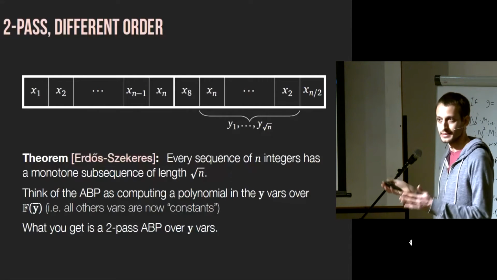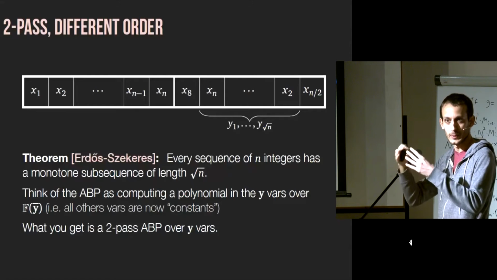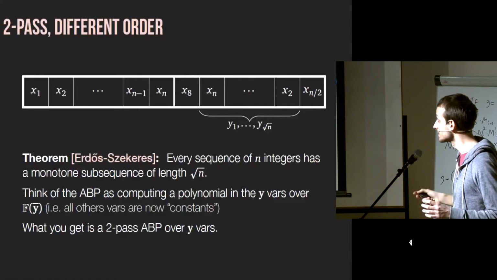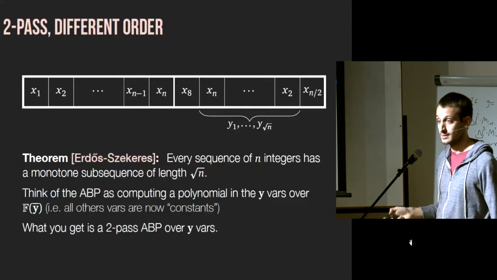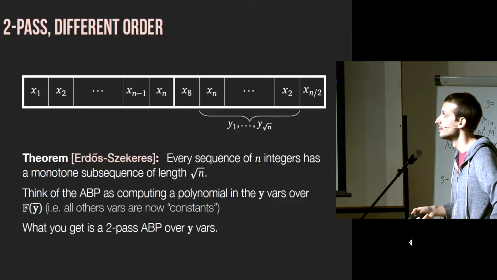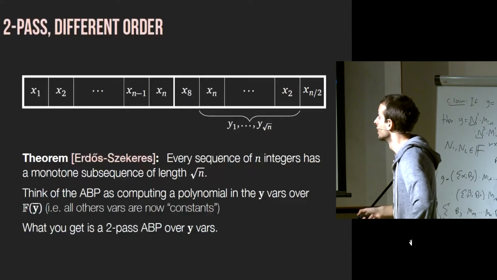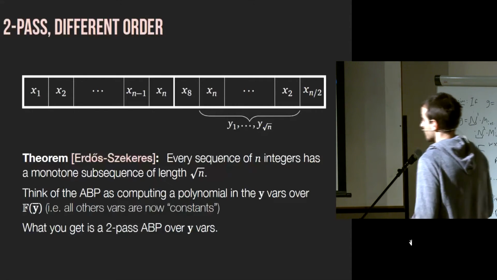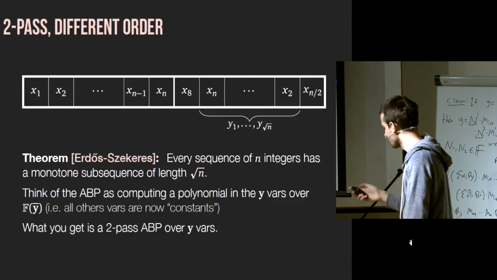Okay. So what have we learned? That inside every 2-pass ABP with a different order lies a smaller ABP over square root n variables that is actually 2-pass in the same order. So y1 through yn are monotonically increasing, right? Let's say this is x1 and then x3 and then x5, which are here. I assume the first read is in the order x1 through xn; I can just assume it by renaming the variables if necessary. So it's the same order in the first pass and the same order in the second pass.